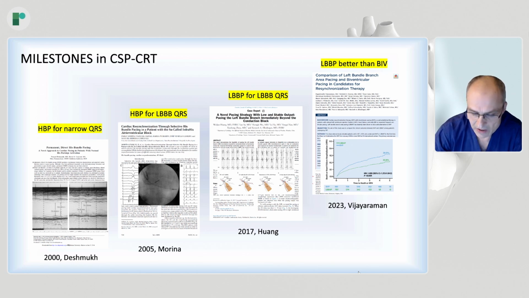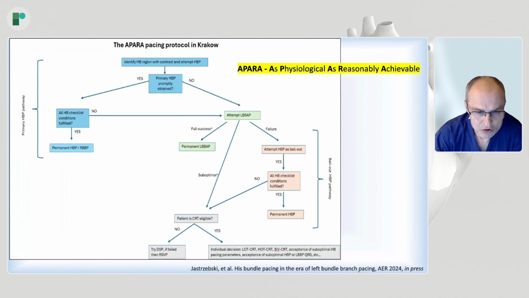Please change the slide. So what you see is our approach. I called it APARA, as physiological as reasonably achievable, to highlight that we believe that we should start with the HIS, which is the most physiological approach and least invasive. And then if that is not possible, not feasible, or it takes too much time, then we can downgrade our physiological approach to something that is more feasible in our particular situation.